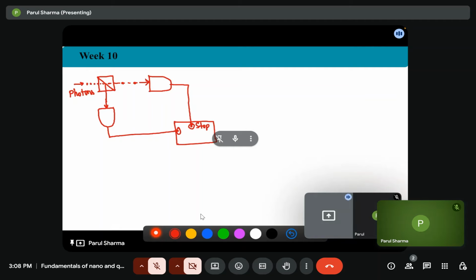Here it is stop, here it is start. Here is D2. These are the detectors, D1 and D2. It's a counter.